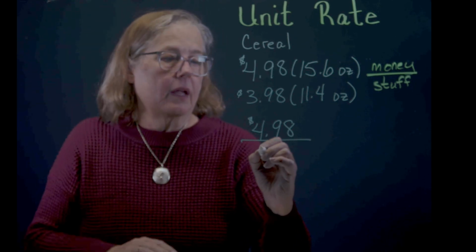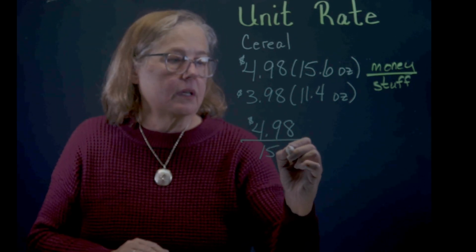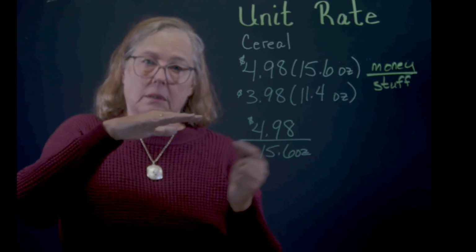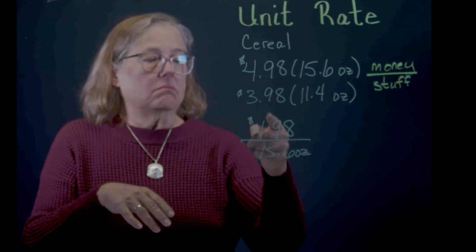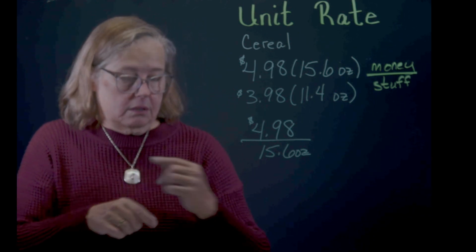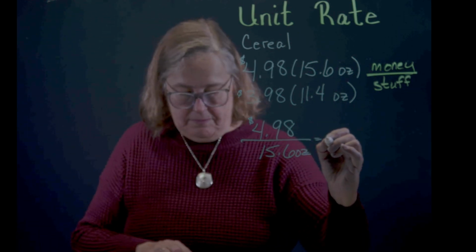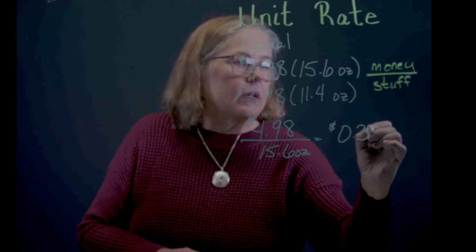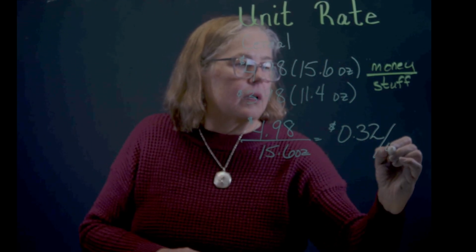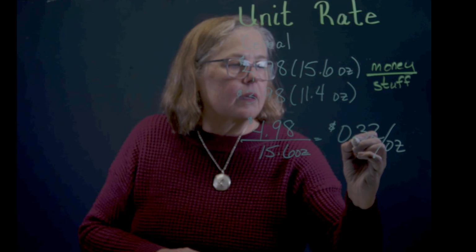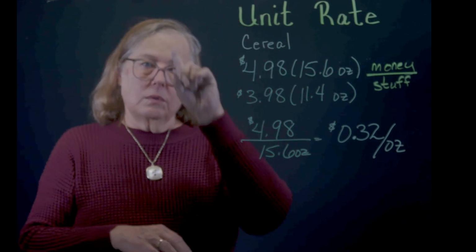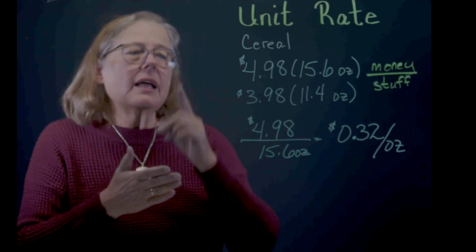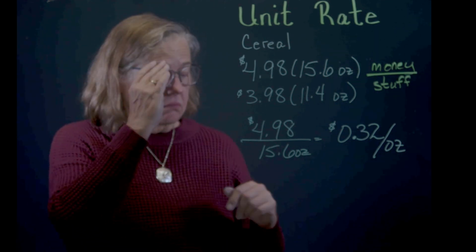So for this example, we're going to put money on the top. And how many ounces is going to go on the bottom? So we're going to divide. Remember, you can use a calculator. So it's 32 cents per ounce. All right, well, that seems pretty good. Let's check it against this one.